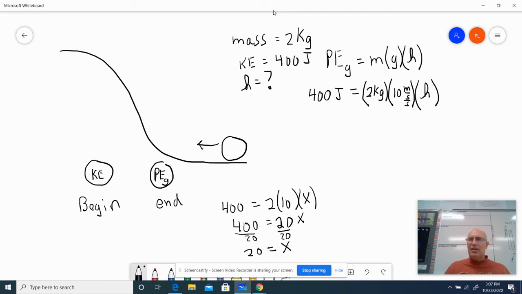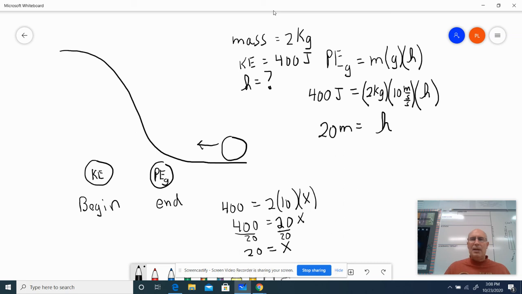But this is the same equation. 400 equals 2 times 10 times height instead of 400 equals 2 times 10 times x. So this is going to be 20 equals the height. Now you've got to think height. What kind of units are on height? I need to tell people how I measured this. Well, we know that we've been measuring things in meters. It says right in here that we're using meters. So you're going to have to write here that the height is going to be in meters.